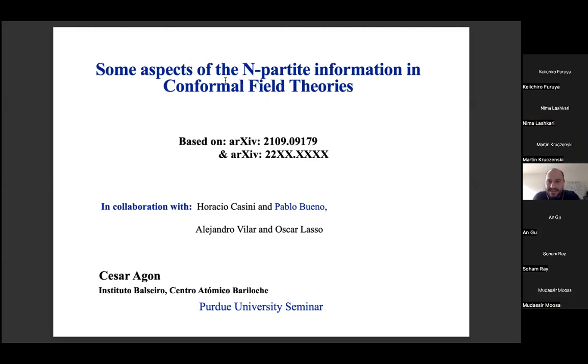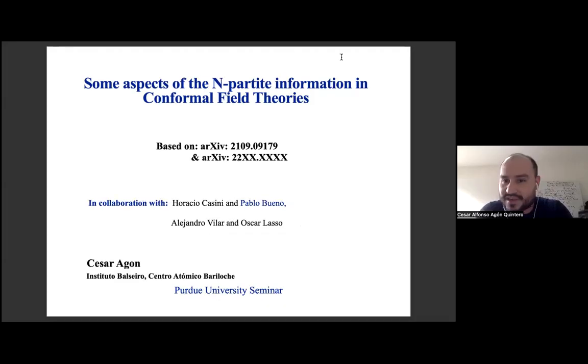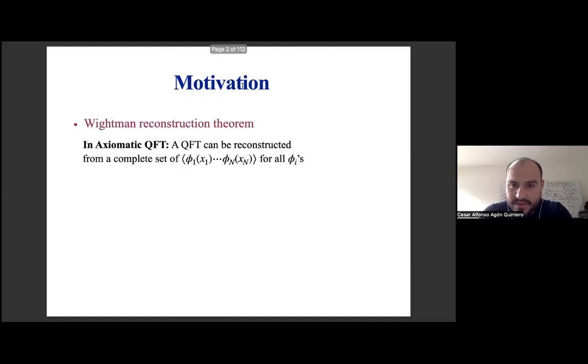Yes, as the title said, I will be talking about some particular results regarding the N-partite information in conformal field theories. So let me start with a brief motivation. The motivation of this work is essentially coming from the Wightman reconstruction theorem, and the idea that, at least in the context of axiomatic QFT, having the information of all the correlators in a particular theory is equivalent to knowing the theory. So you can write everything in terms of this data, let's say. And this data, of course, has to satisfy a lot of self-consistency constraints.